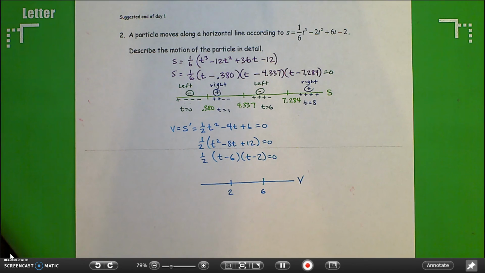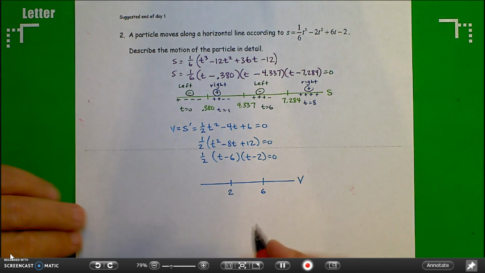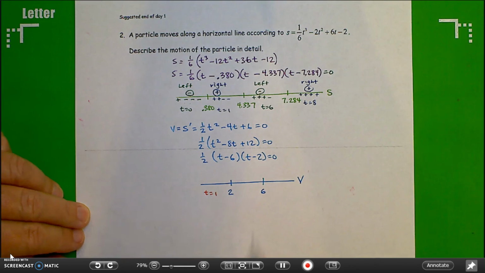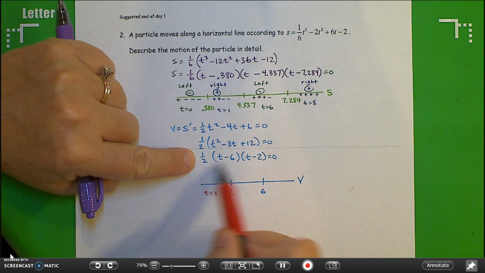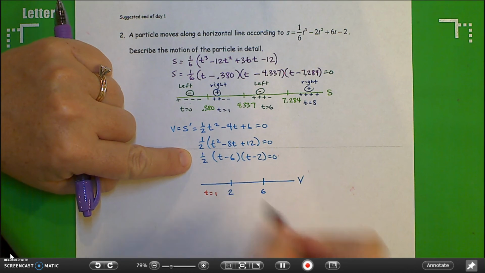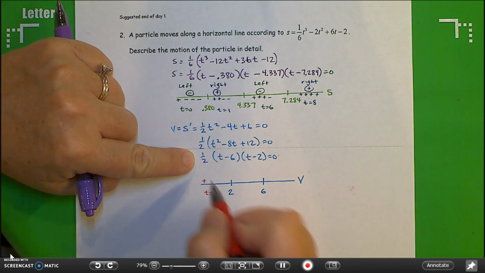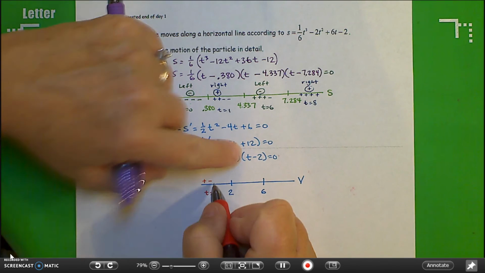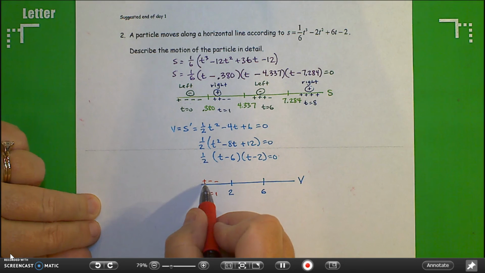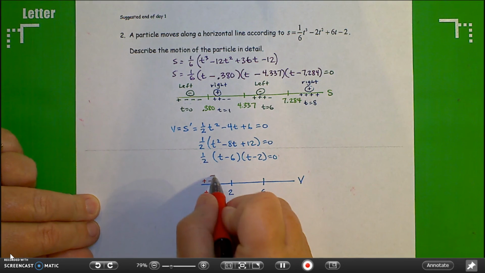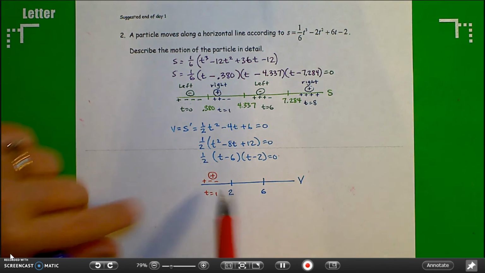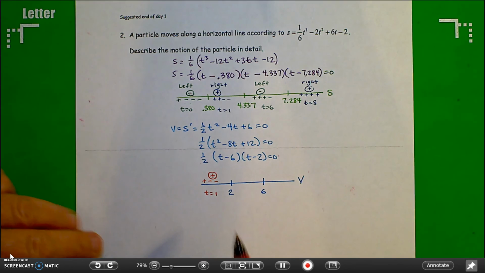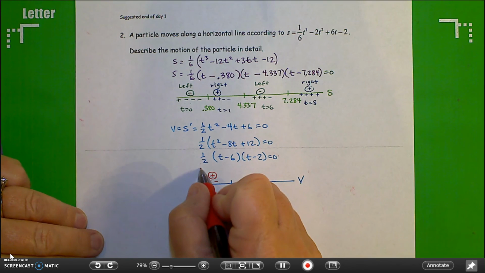I want to look at either side of those and see what's happening with my signs. So pick a value smaller than 2. We'll go with 1. I'm going to plug it into this factored level. So I get a positive 1/2. I get a negative binomial there. I get a negative binomial there. Positive, negative, negative gives me overall positive. And a positive sign on velocity tells me it's moving right.